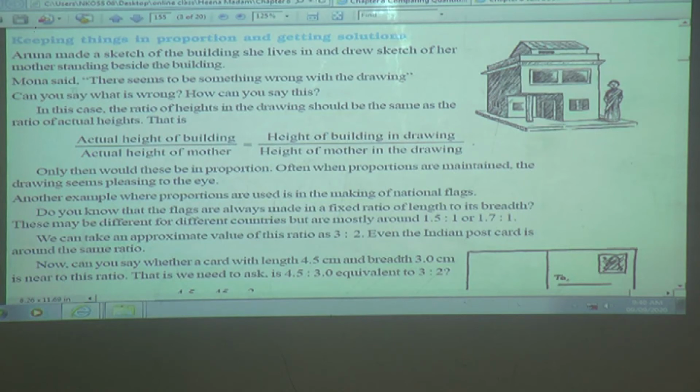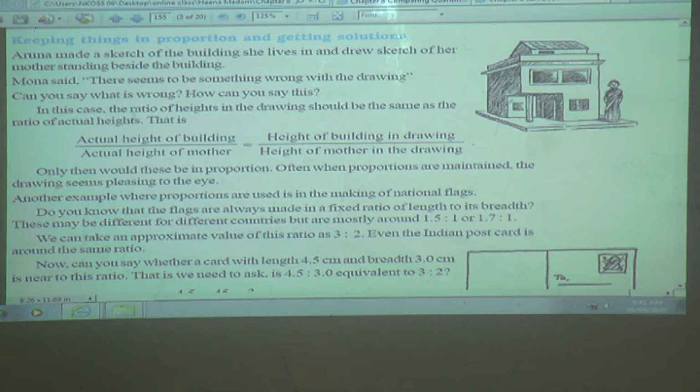Mona said, there seems to be something wrong with the drawing. Can you say what is wrong? How can you say this? Aruna is asking, what is wrong in this? Mona is saying something is wrong in this sketch. So now Aruna will give the description of what she had done.